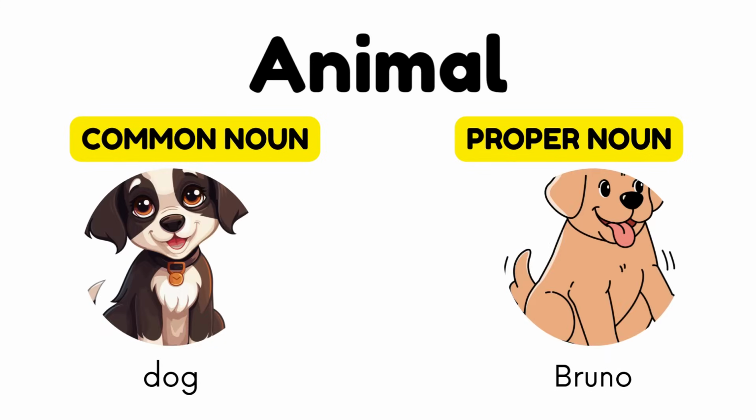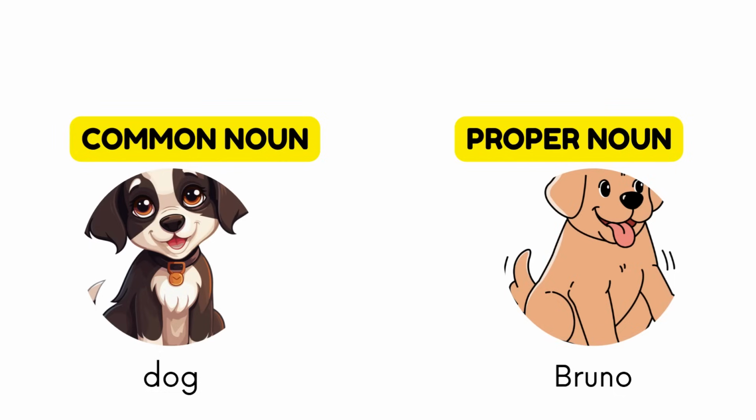There are two dogs on your screen. On your left, it's just a dog. It can be any. And on your right, it's a specific dog named Bruno. So, dog is a common noun. That's why we do not capitalize the first letter of it. But Bruno is a proper noun, so we do capitalize the first letter of it.